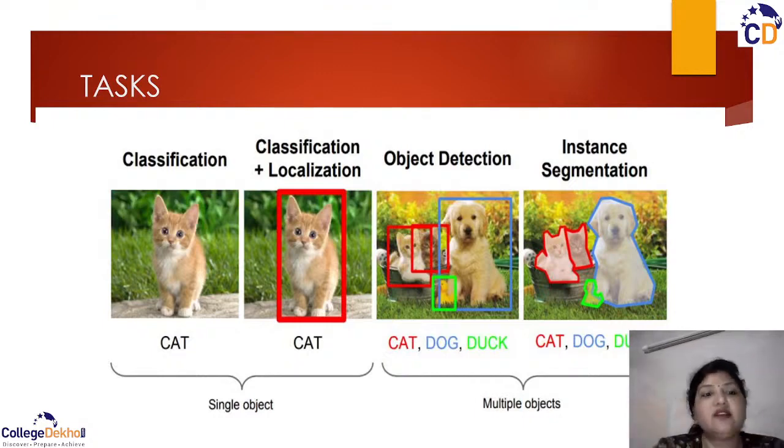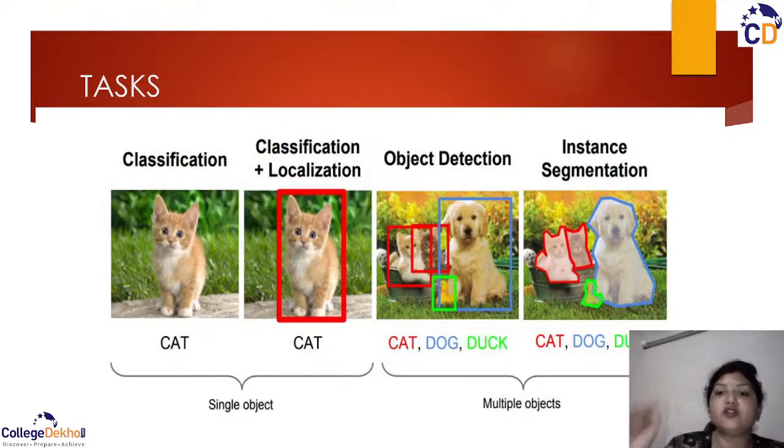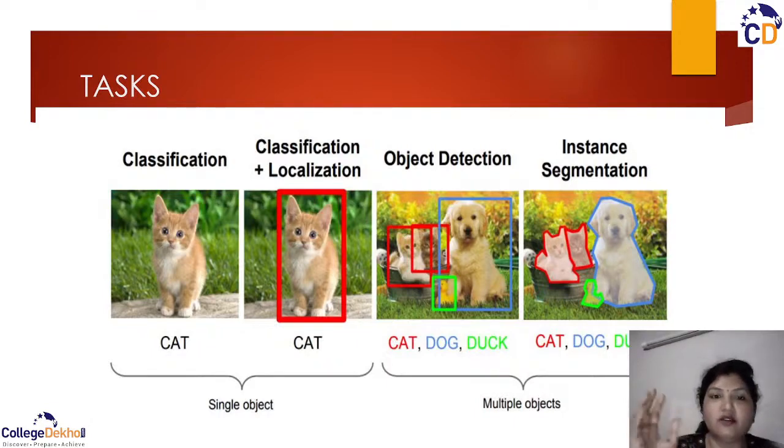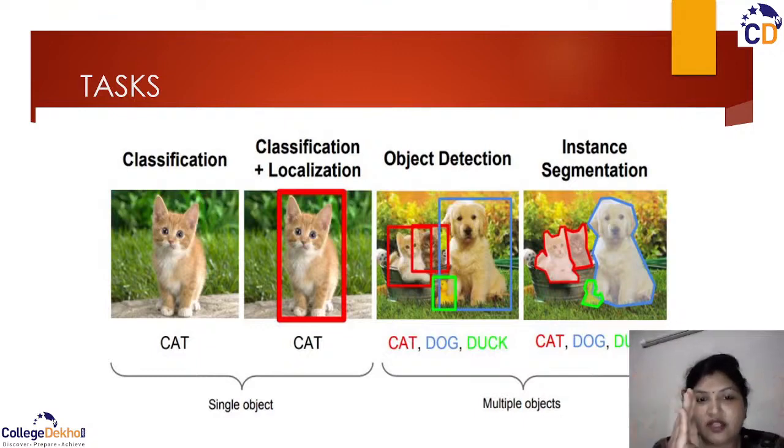So in the first picture, we may see there is a single cat, a single object. The second is where this cat is lying, right? Then we have multiple object algorithms, that is object detection. We just segregate how many objects are there in that particular image. Then in instance segmentation, we may be finding the edges of that particular object, right? When we have a single object, there are two algorithms, classification and classification with localization. In multiple objects, we have object detection and instance segmentation, right?